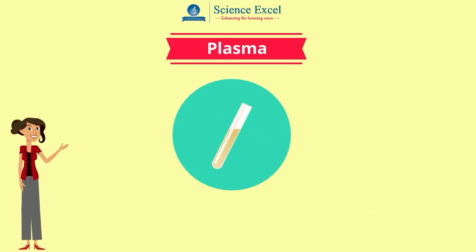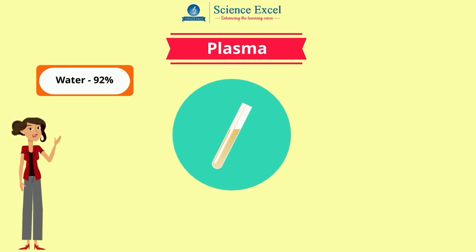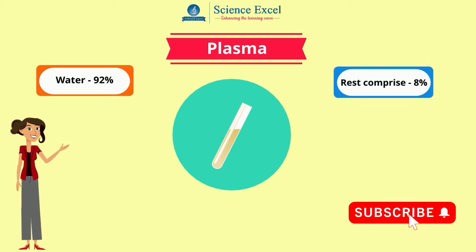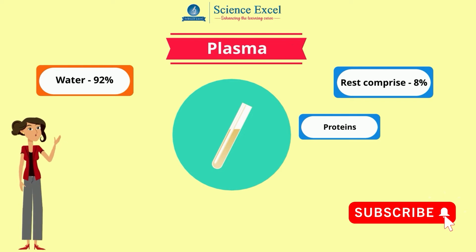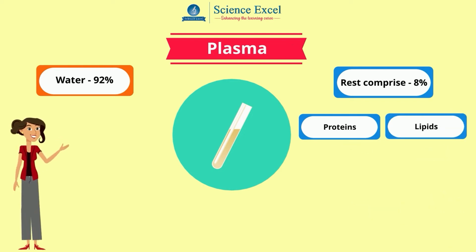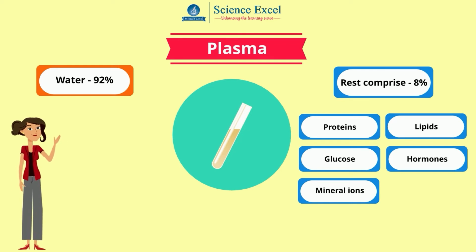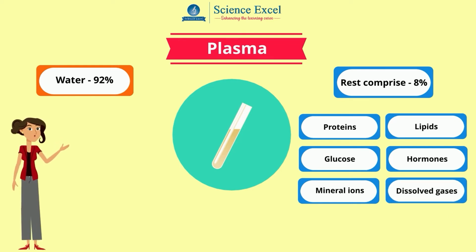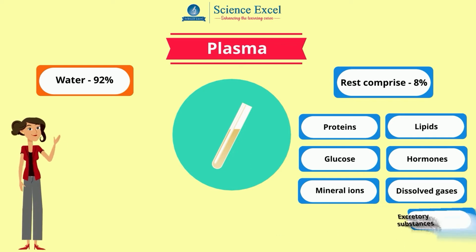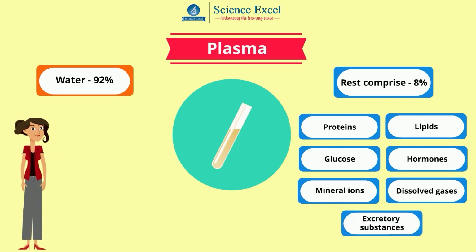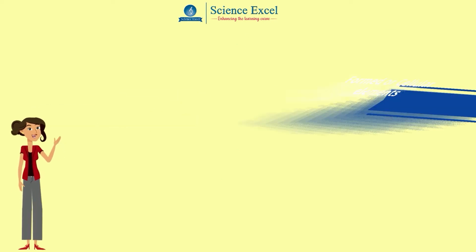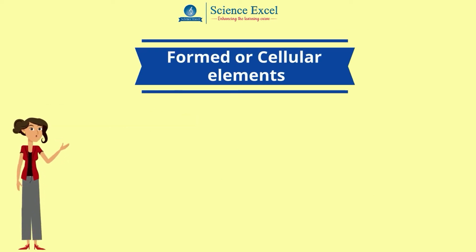Plasma is a light yellow colored alkaline liquid. It mainly consists of water, which forms 92% of its constituents, and the remaining 8% include proteins like fibrinogen and antibodies, lipids including cholesterol and fatty acids, glucose, hormones, mineral ions like sodium, chloride, dissolved gases like carbon dioxide, and excretory substances like urea. Now let us learn about the formed or cellular elements of the blood in detail.